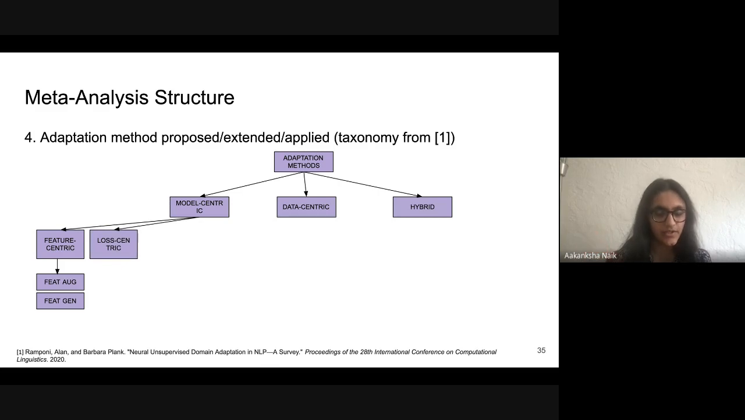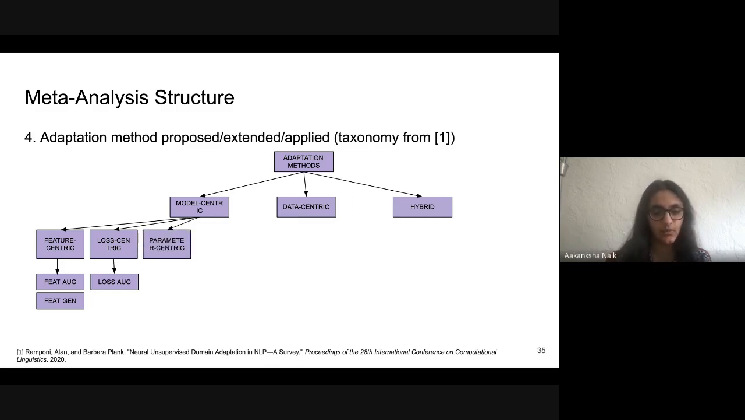The second category of model-centric methods is loss-centric methods that try to edit the loss function in order to do better domain adaptation. And under this, we have the category of loss augmentation approaches. So if you remember the adversarial domain adaptation method, that would fall under this category. The goal here is to add additional terms to the loss function that promote generalization.